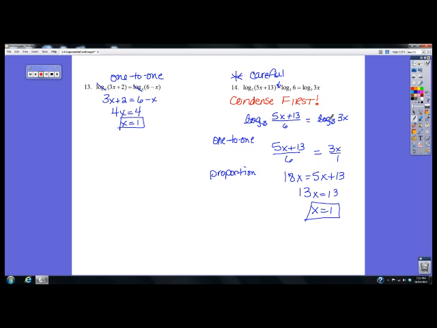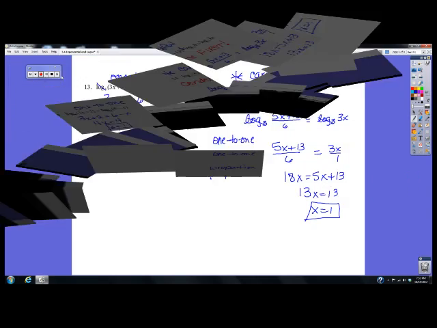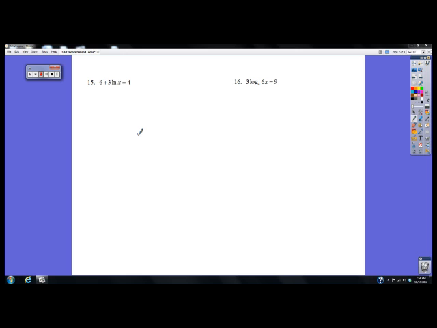Condense first. I can't stress that enough. I promise you, a lot of you will not condense first, and y'all will mess up on those. Be careful. Alright, we're going to finish up here with a couple more solving equations before we get to our last two examples. Alright, the first step here, remember our goal again is to get the x by itself, so I need to get rid of the 6 by subtracting. I'm just going to abbreviate here, subtract 6.